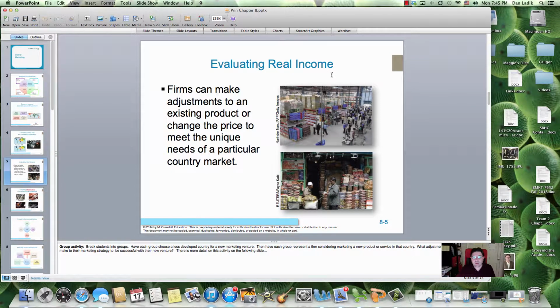This has some of that flavor that I was just talking about, evaluating real income. I mean, you see 2 dramatically different photos right here. This is more like a Costco type scenario. This is more of an open air kind of a market. Look at the stacks of all this product here. It's kind of interesting. But firms usually, depending on the income levels in the various countries, make product adjustments. They might package things smaller. They might use cheaper packaging. They might change certain ingredients to make the price more attractive for that particular marketplace.